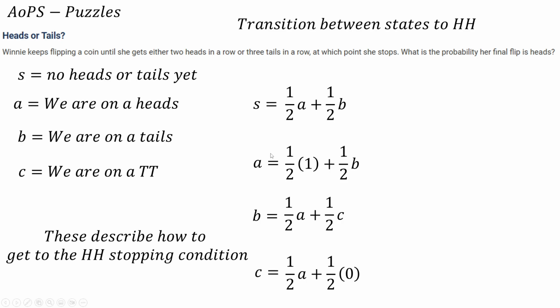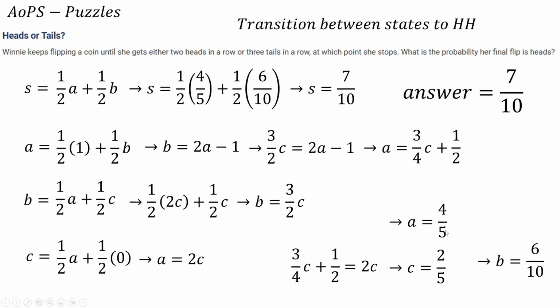Okay, if say we solved for A, this 4/5 represents the probability her final flip is heads if she already started on A, i.e. if she already started on a heads. This B represents the probability that her final flip is heads if she's already started on a tails. This 7/10 represents the probability that her final flip is heads getting there from S, i.e. S the starting state. So that's the one that we actually want, because that's the probability from the start of the game. Okay, hopefully that makes sense.